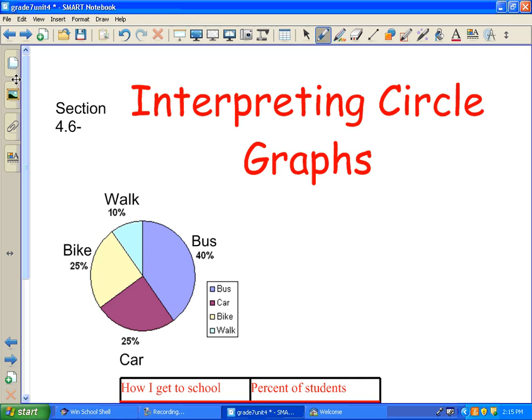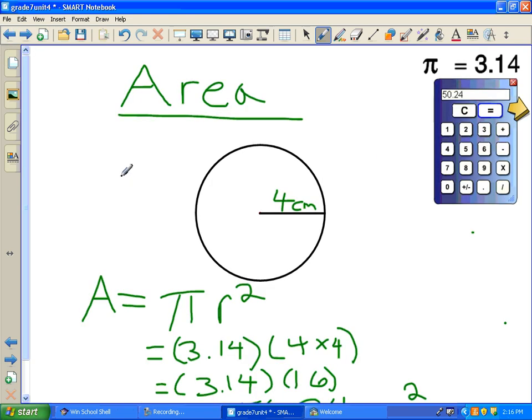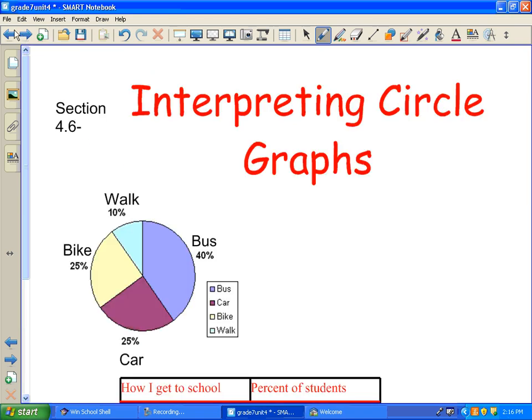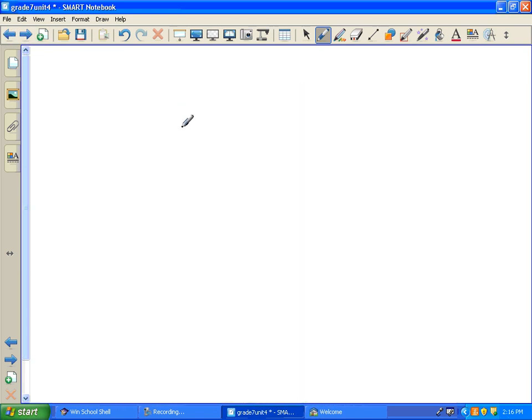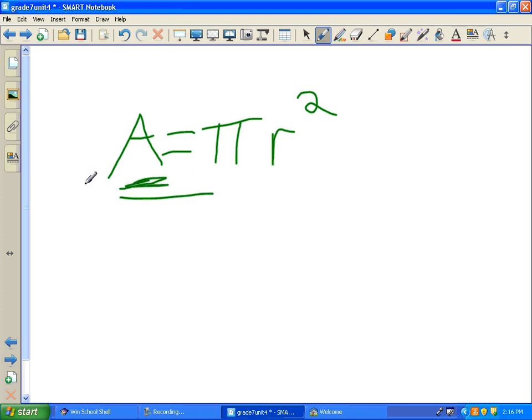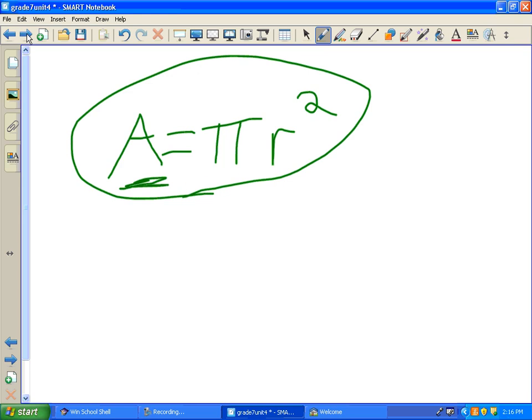All right, that ends the one on section 4.5. The only other possible one you might get when you're doing area is sometimes you might be given, say, in this formula, area equals pi r squared, the only thing you might ever be given would be area, and you're to find the radius, but that will come at a later time.